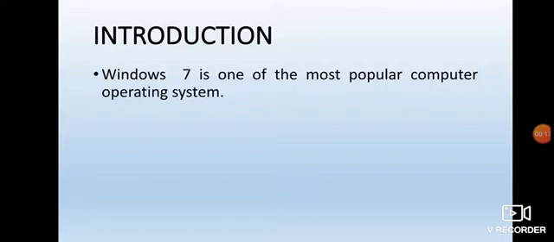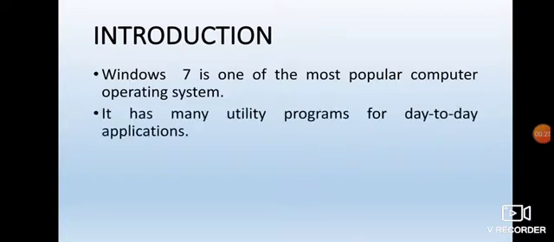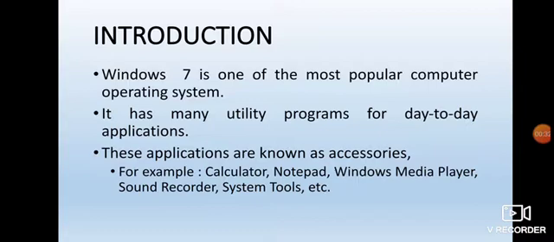Now, Windows. All of you know Windows is an operating system. So we will learn Windows 7. Windows 7 is one of the most popular computer operating systems. It has many utility programs for day-to-day applications. These applications are known as accessories. For example, we are using calculator, notepad, media player, sound recorder, system tools. So these all application programs are known as accessories.